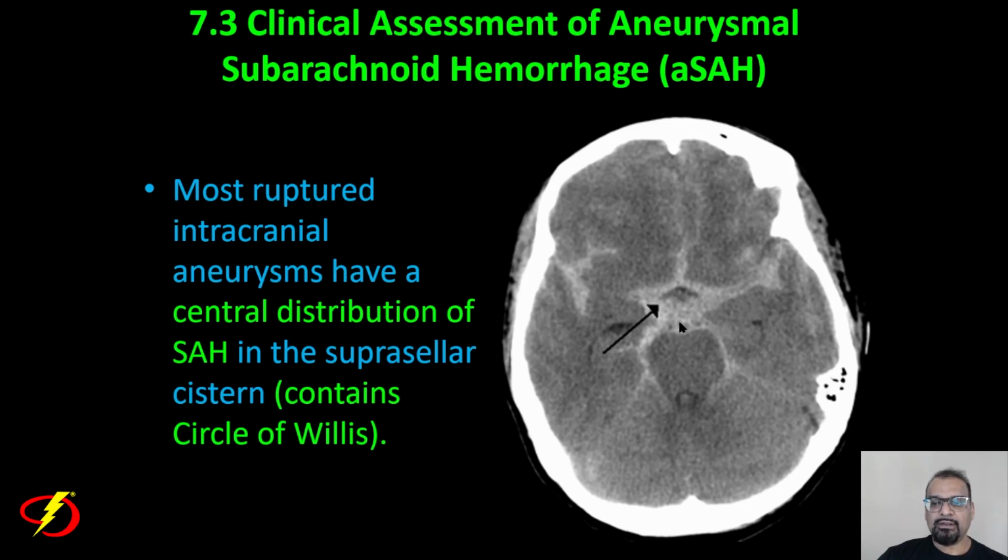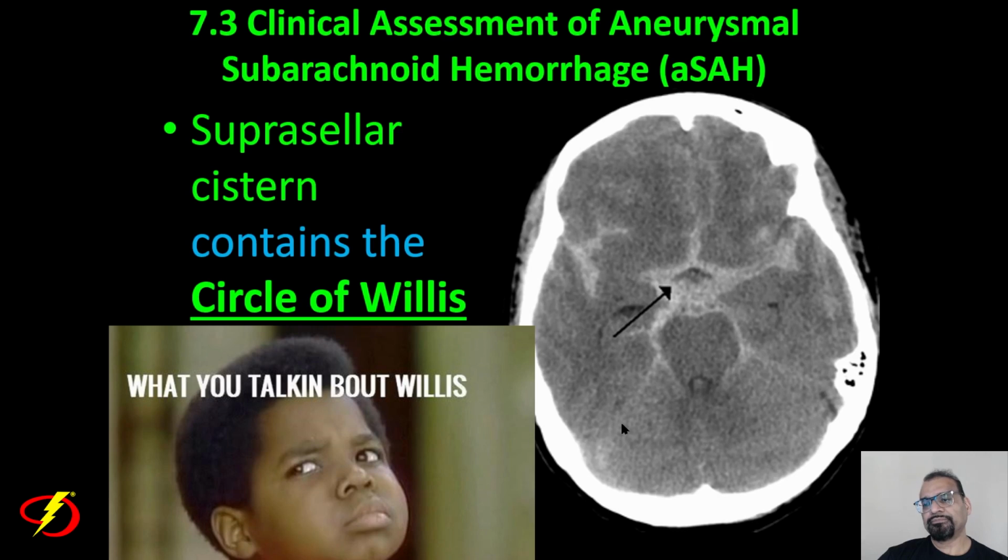Most intracranial ruptured brain aneurysms have a central distribution. We discussed this in the last lecture. Why? Because within this suprasellar cistern, which we see here that's filled with subarachnoid hemorrhage, lies the circle of Willis. So because the circle of Willis sits in the middle of the suprasellar cistern and is a frequent source of brain aneurysms, a ruptured brain aneurysm in the circle of Willis is going to bleed into the suprasellar cistern and cause this characteristic star-like bleeding pattern.